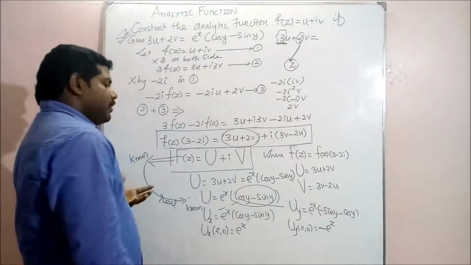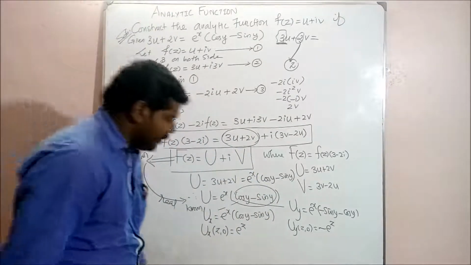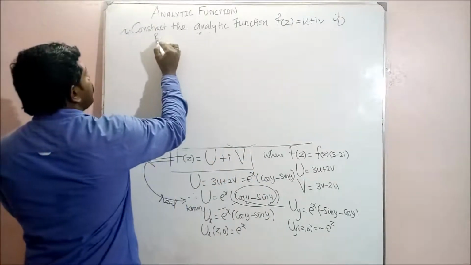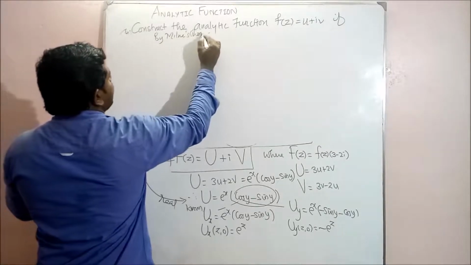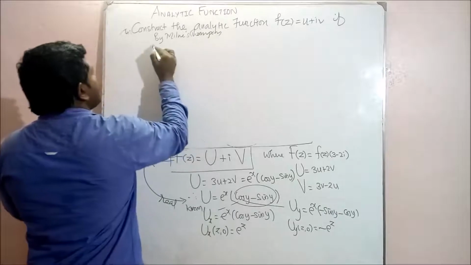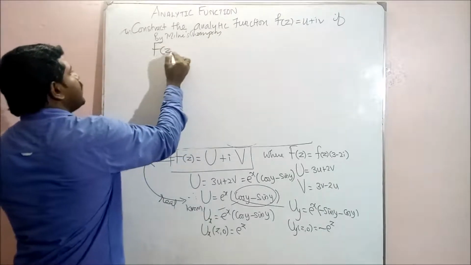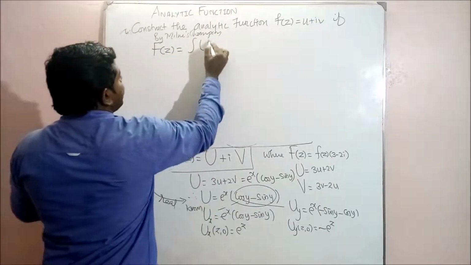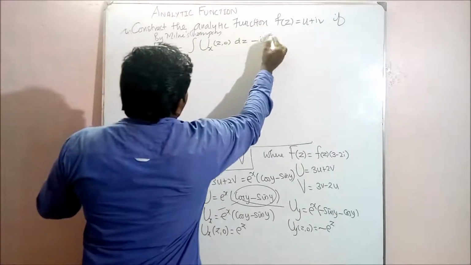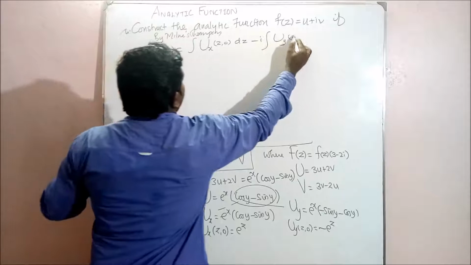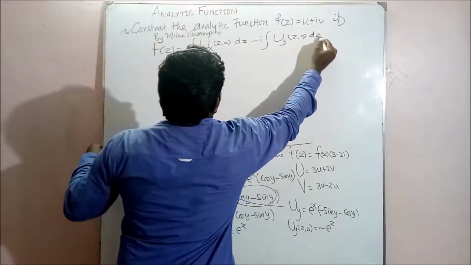So by Milne-Thomson, we can apply the Milne-Thomson formula. So capital F of z equal to integral of Ux of z, 0 into dz minus i into Uy of z, 0 into dz.